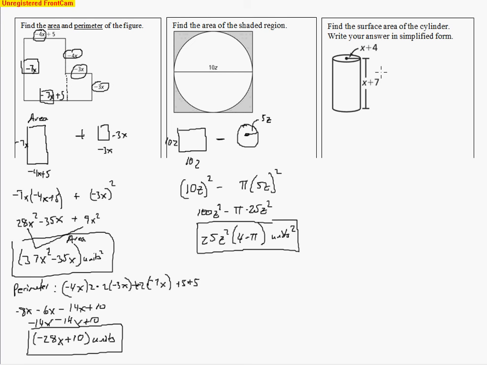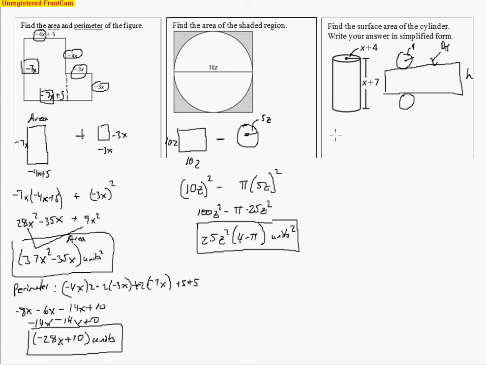So looking at this one, we want to find the surface area, and we're going to simplify the answer. And so we're going to look to see what a cylinder looks like if we pull it apart. So we'll end up with two circles and a rectangle. And this lateral surface that goes between the two circles is the rectangle. This height is the x plus 7, and this distance goes around the circle. It's the diameter times pi. It's the circumference. And over here we just have the radius for the circle.